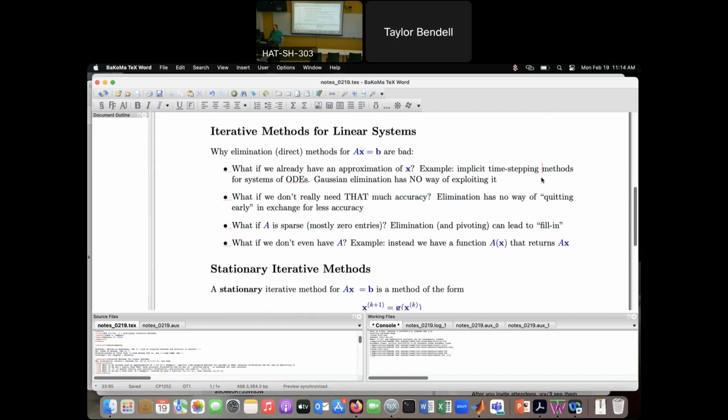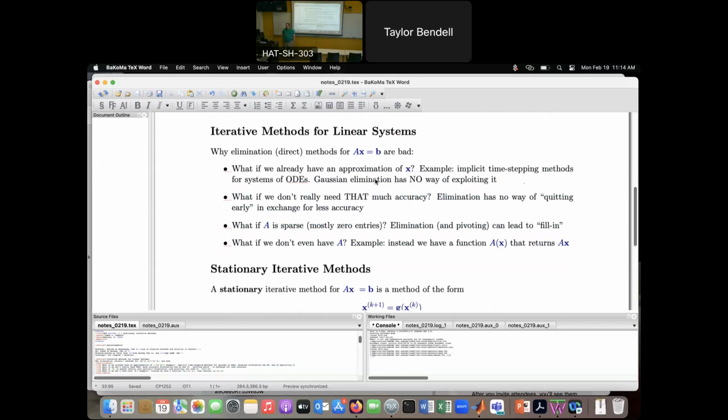But Gaussian elimination and direct methods like that have no mechanism for taking into account any information you might have about an approximate solution. You go to Gaussian elimination like, hey, I already know what the solution is, and it's like, no, we don't care. It's just going to do its thing. If we have a good approximation, that ought to be a way to save some time, but you can't do that with a direct method. So that's one big issue.